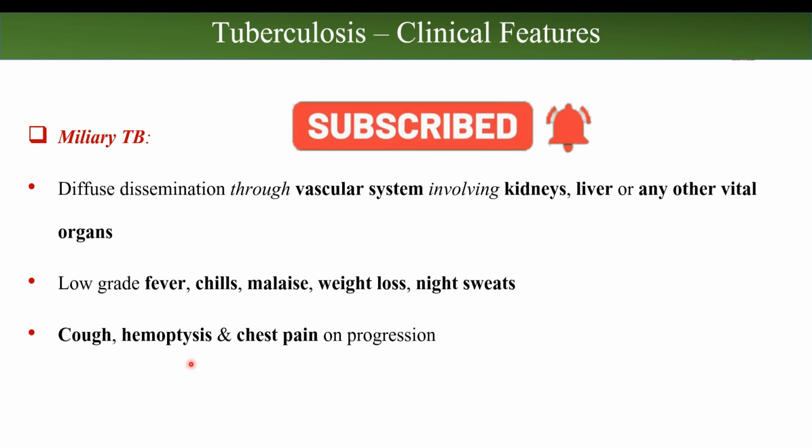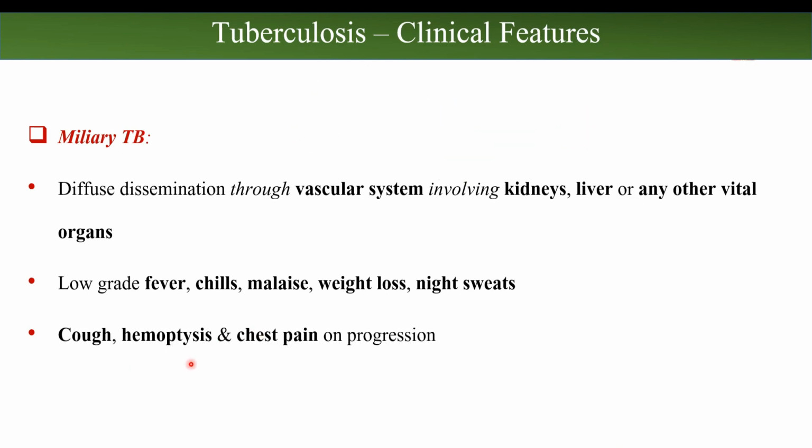Cough, hemoptysis. I have described to you what hemoptysis is in the previous classes. It is coughing of blood, yes, coughing of blood, and chest pain is another very important symptom. So whenever the patient comes and tells you that he is having chronic cough and sometimes with blood, and there seems to be a sudden weight loss and there is a fever, your first differential diagnosis should be tuberculosis.